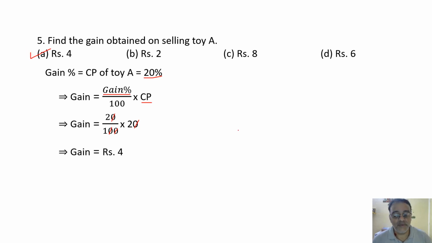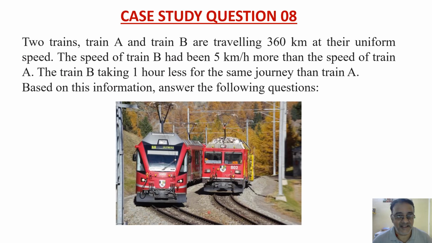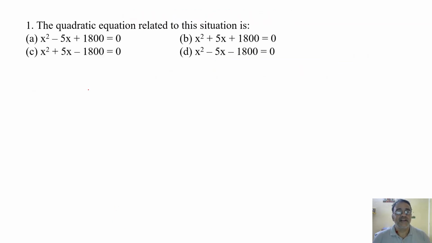Right. So now we are moving toward the next case study, question number 8. Two trains, train A and train B, are traveling 360 kilometer. This is a textbook question actually. थोड़ा उसको change कर दिया हूँ मैं. At their uniform speed, the speed of train B had been 5 kilometer more than the speed of train A. Train B taking 1 hour less for the same journey than train A. Based on this information, answer the following question. Right. First question. The quadratic equation related to this situation is dash.